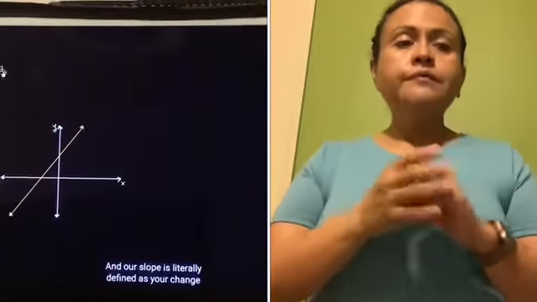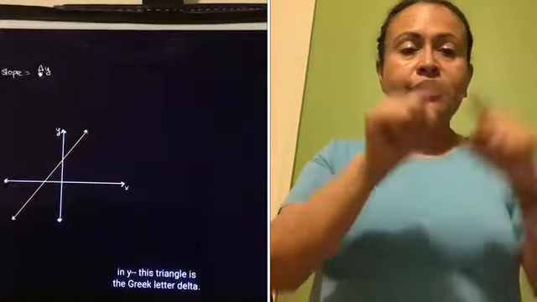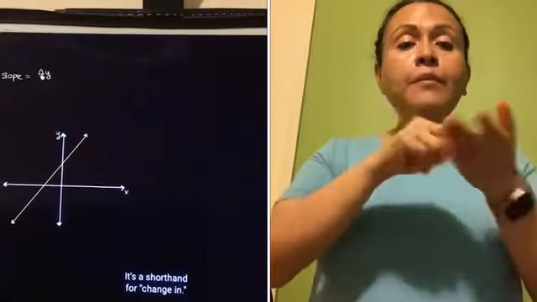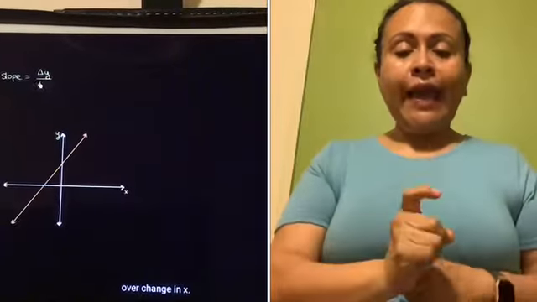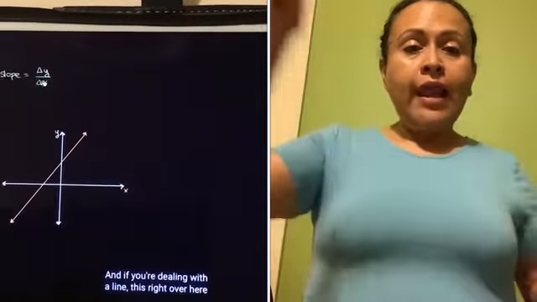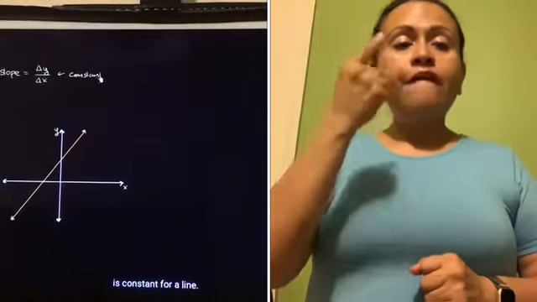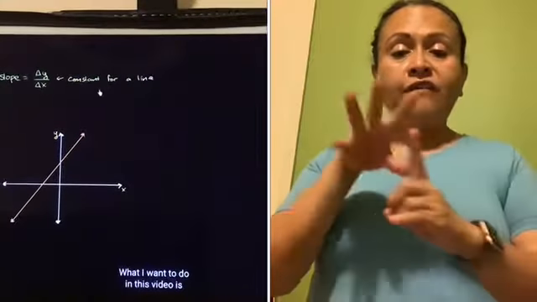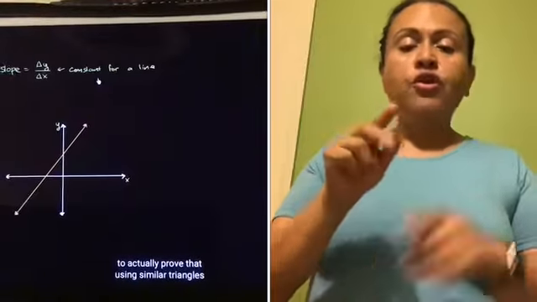And our slope is literally defined as your change in y. This triangle is the Greek letter delta. It's a shorthand for change in. Delta y means change in y over change in x. And if you're dealing with a line, this is constant. Constant for a line. What I want to do in this video is to actually prove that using similar triangles from geometry.